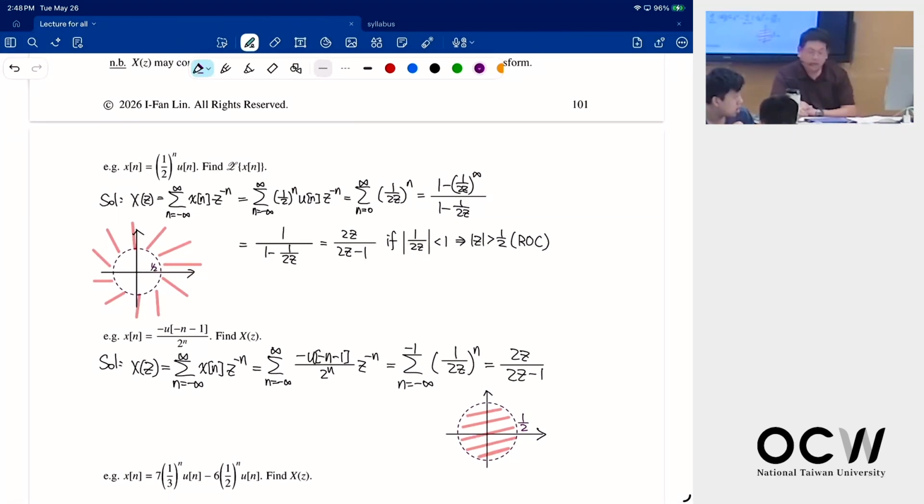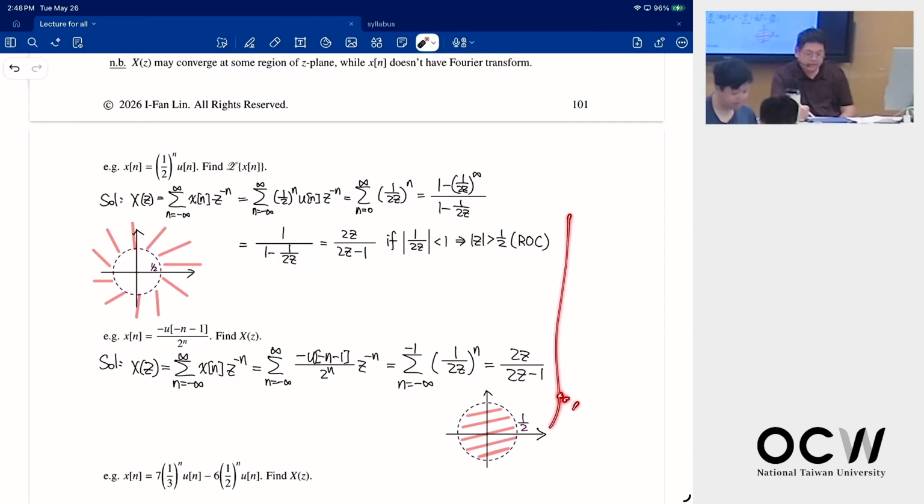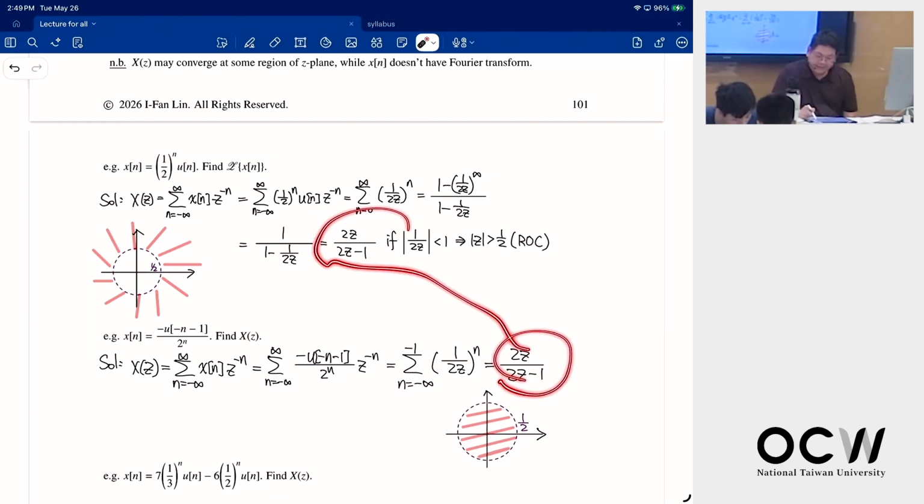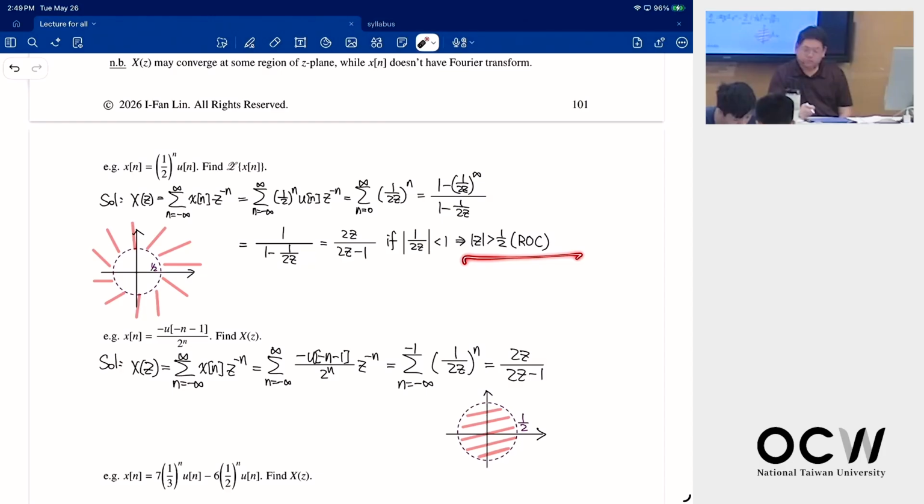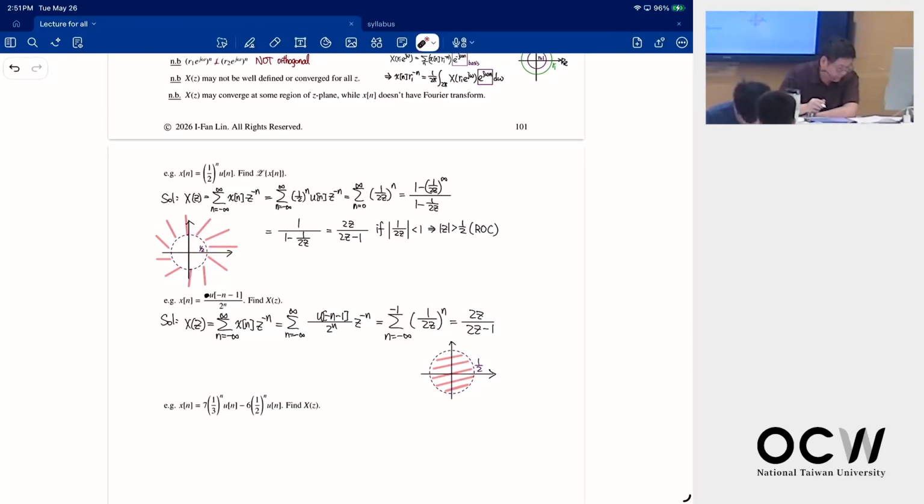So again, for these two examples, you can realize that when you find the Z transform, you also need to give the region of convergence. With the same Z transform, we may have a different region of convergence. Okay, so you should include the region of convergence. For the next example, let me see.